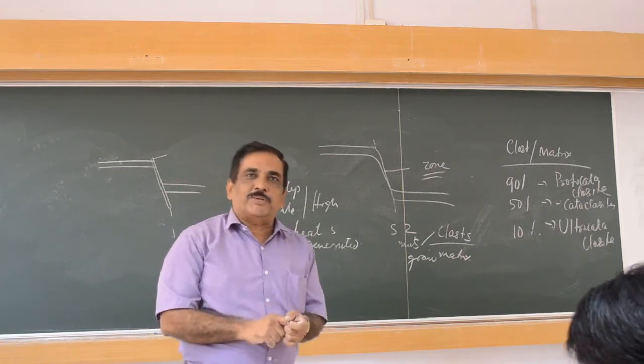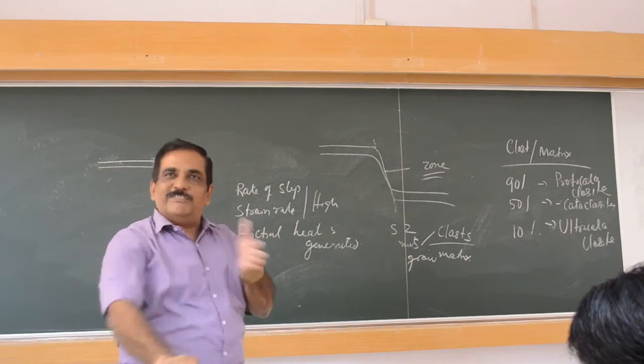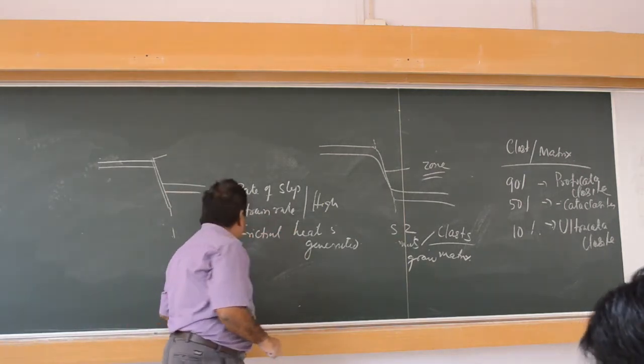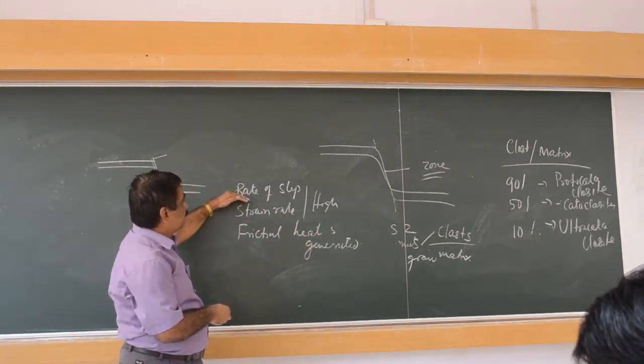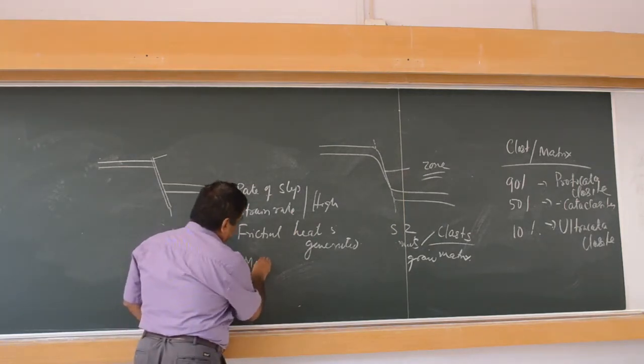You must have seen a matchbox. If you move the matchbox slowly like this, it will not catch fire. But when you strike it fast, fire will come. So this is a fire-producing process. Frictional heat is generated. When the rate of slip is very high, then the rock is melted.